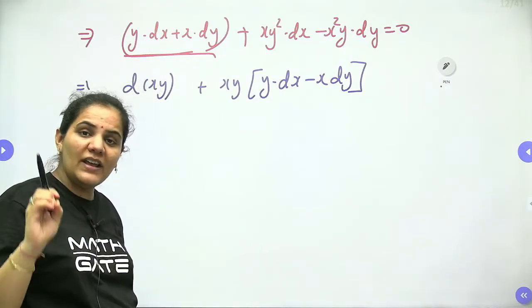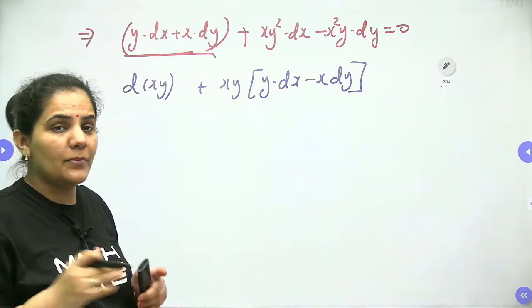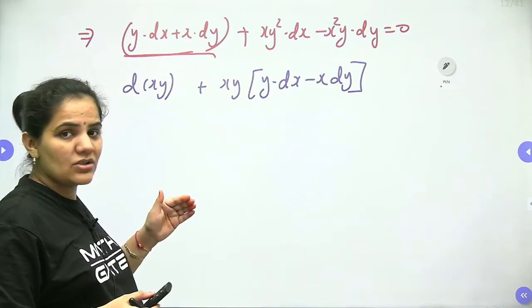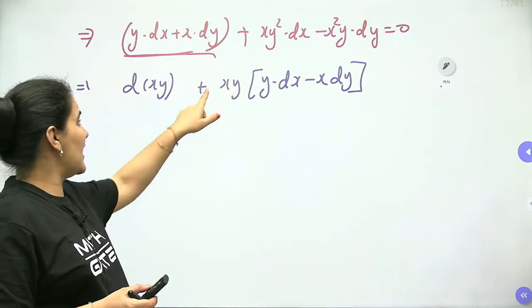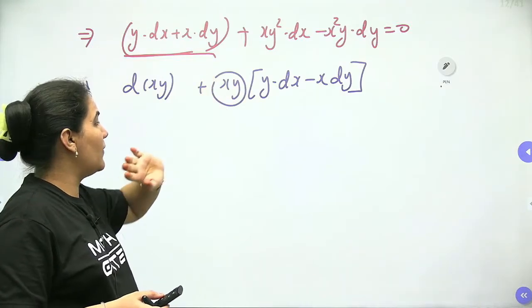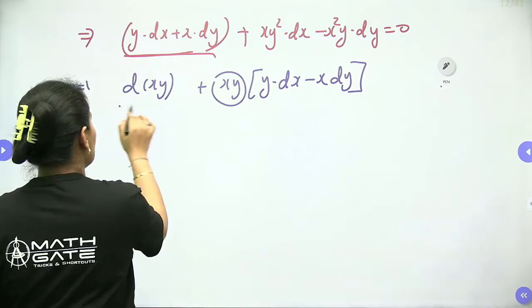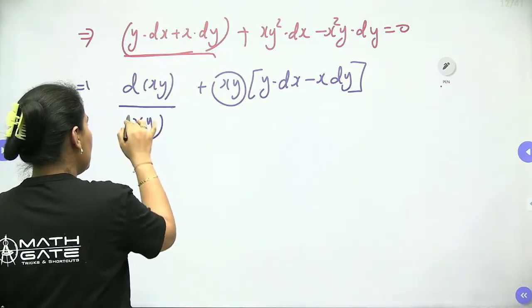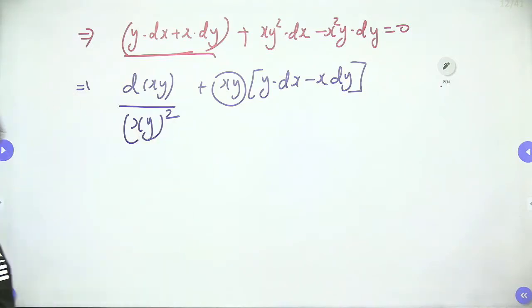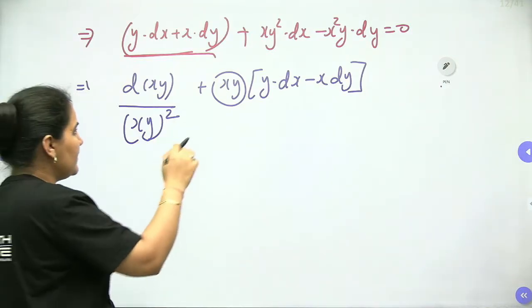There is not at all any single scope of multiplying with y square or x square plus y square. Yes, there is a chance we can go with the multiplication of xy, my dear students. Okay, and then divide. So let's divide with the xy square. In the complete equation, let's divide with the xy square.